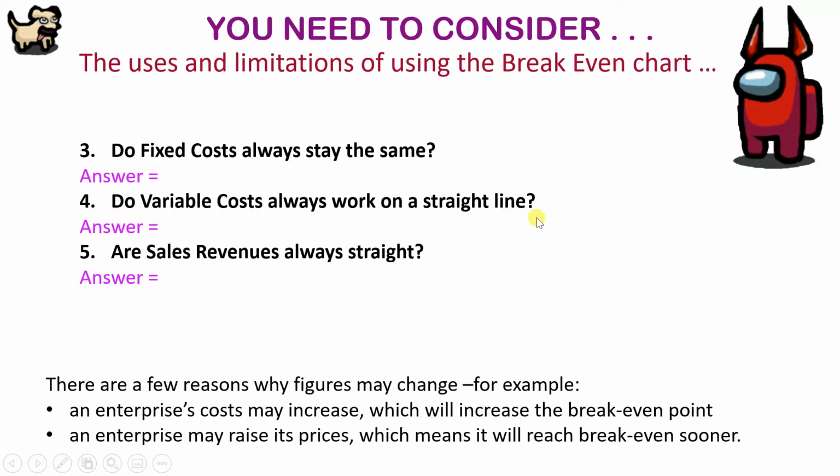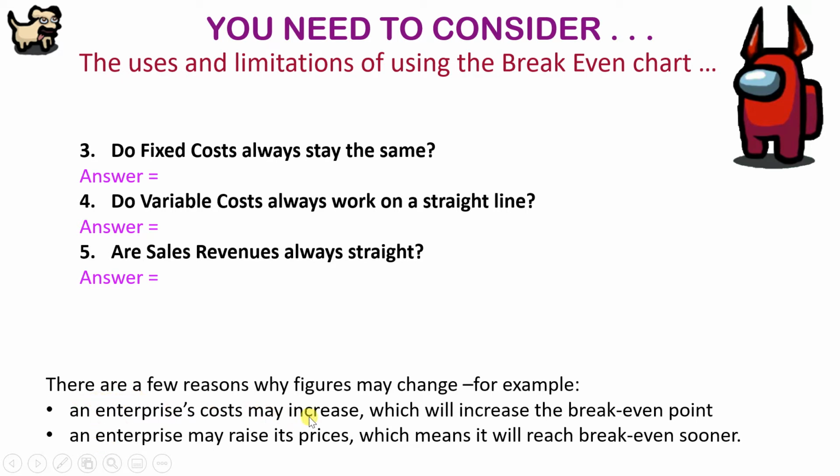Question 4, do variable costs always work on a straight line? Same thing now, because variable costs are the cost of raw materials. Does the cost of all these raw materials always stay exactly the same no matter who the supplier is? What do they really look like? And question 5, are sales revenues always straight? Does a company's performance always go upwards in a straight line?